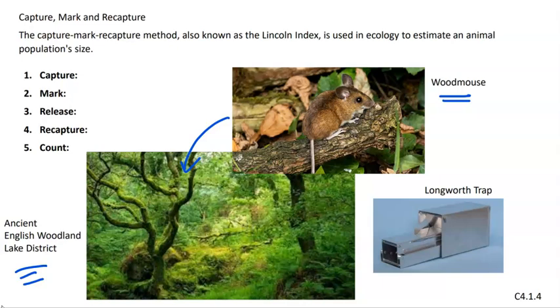The technique is known as capture, mark, and recapture, which gives a clue about what has to be done. And this is also known under the name of the Lincoln Index. It's used in ecology to estimate animal population sizes. So we're going to capture, then we're going to mark the species, we will then release them, recapture, and recount and perform the calculation, which I'll show you how to do.